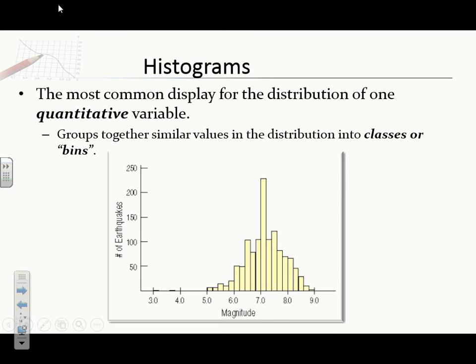The y-axis is going to be the number of counts. So how many earthquakes were in this particular range for magnitude. You can also do percentages there. If you make a relative frequency histogram, you can make those percentages. What percent of earthquakes had this particular magnitude, and so on.